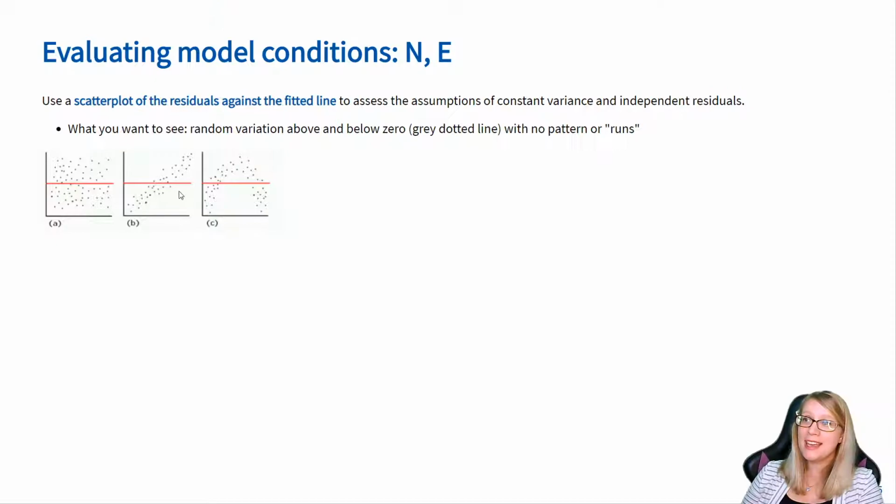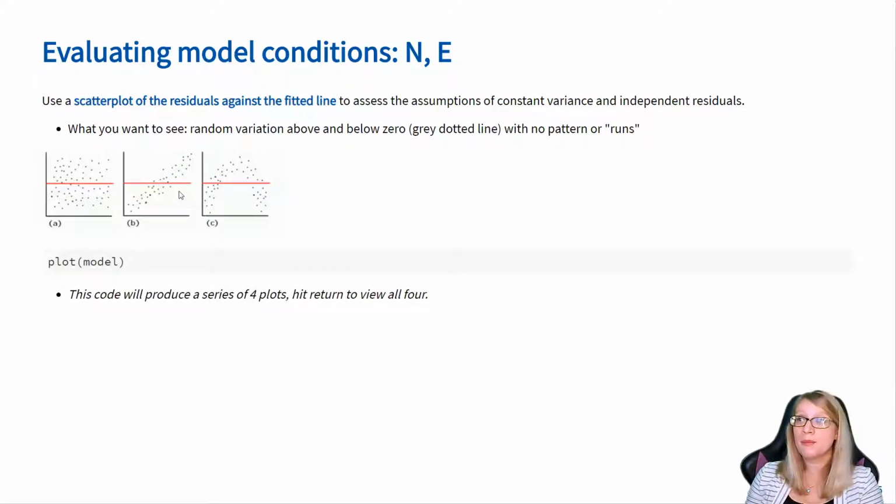Plots like B and C, if there's some pattern here, that indicates that we might not have constant variance, or that there might be a pattern in the data that we're missing. In order to generate these plots, we'll use a function in R called plot. We'll just simply generate a plot of our model. This will actually produce 4 plots. We really only care about the first 2.